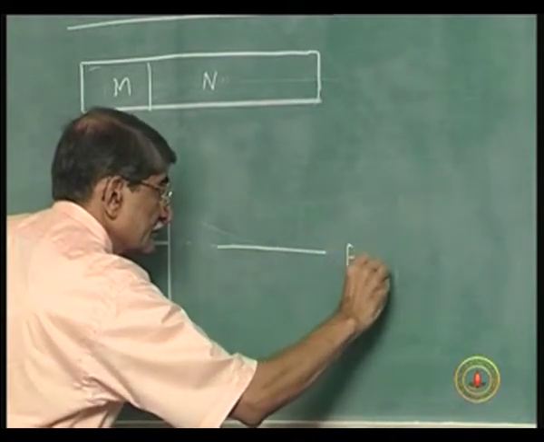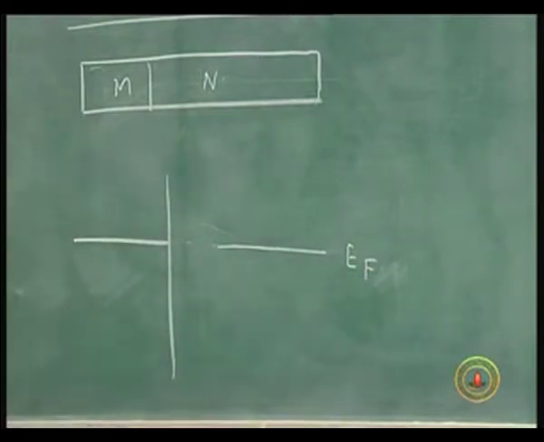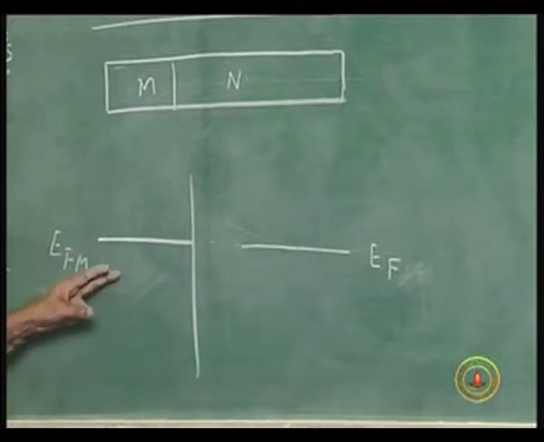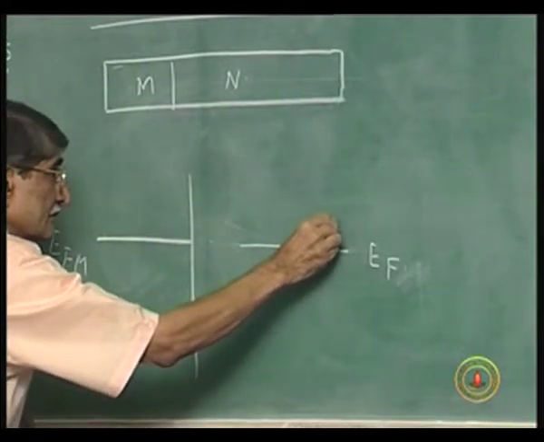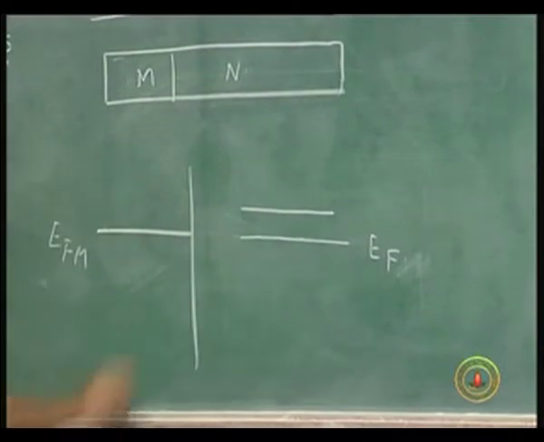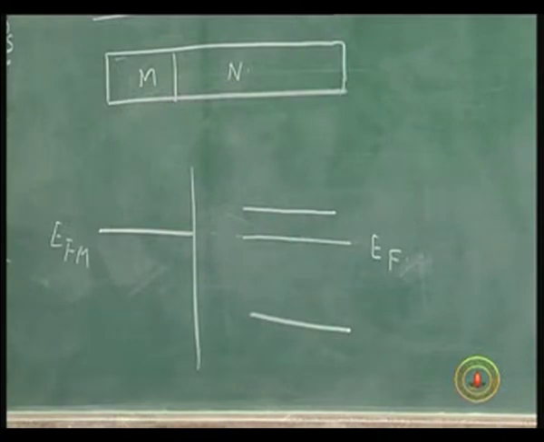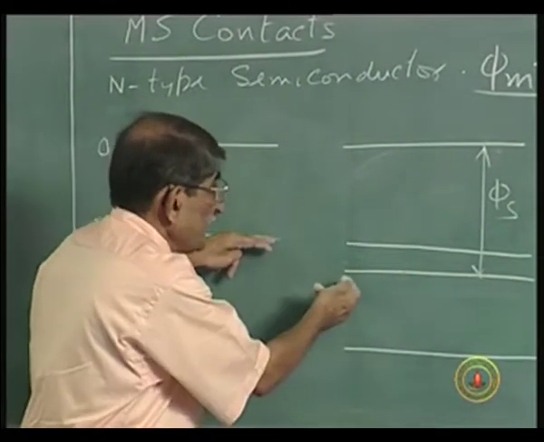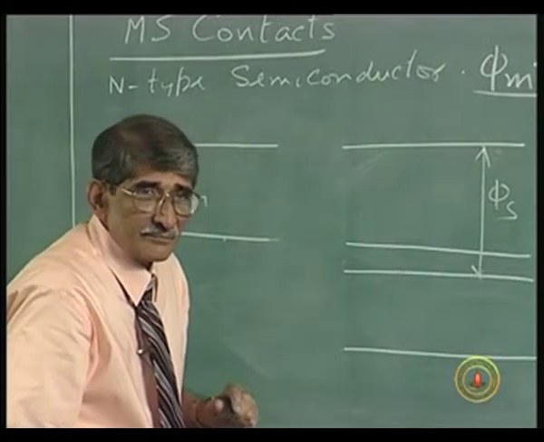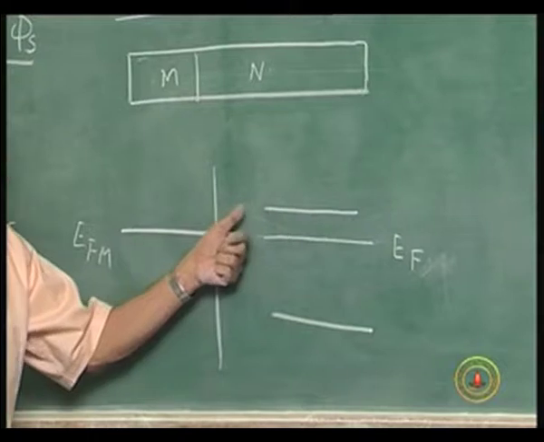EFM, EF, okay, and this EFM is the same as EF, both match. And what happens to the energy band diagram here? I will draw that parallel there. This entire thing has got shifted up, so that these two are matched, and the difference will be phi m minus phi s. Okay? So, when this goes up, what will happen here?